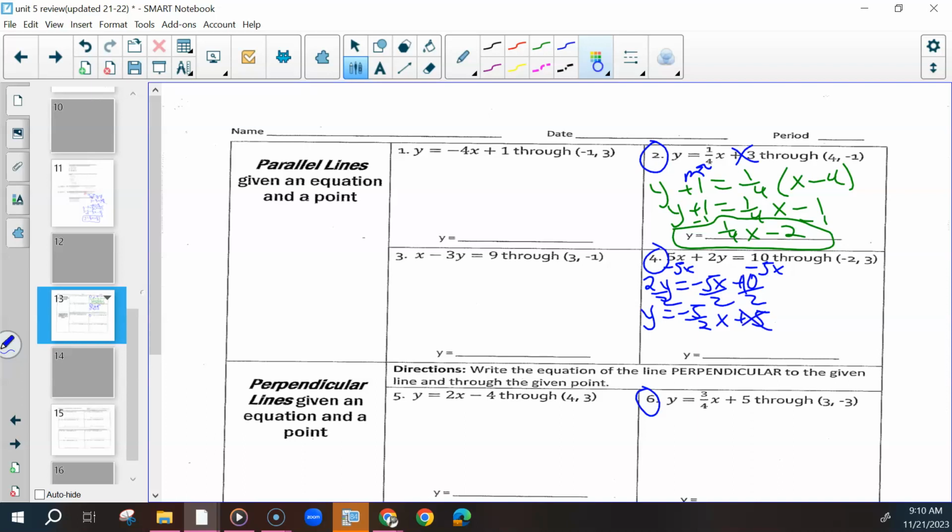You can cross out your y-intercept. Your slope is going to be the same. I'm going to do the rest of my work off to the side. You may have enough space. I do not. So then we would use our point slope. Y minus 3 equals negative 5 over 2 times x plus 2.